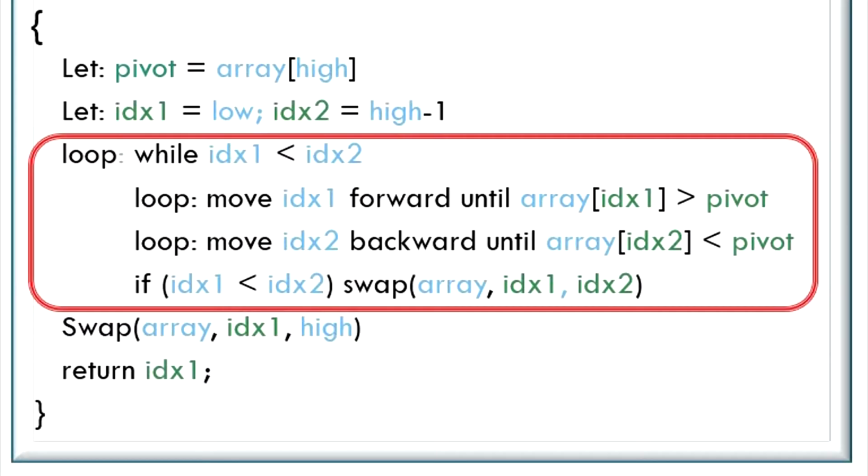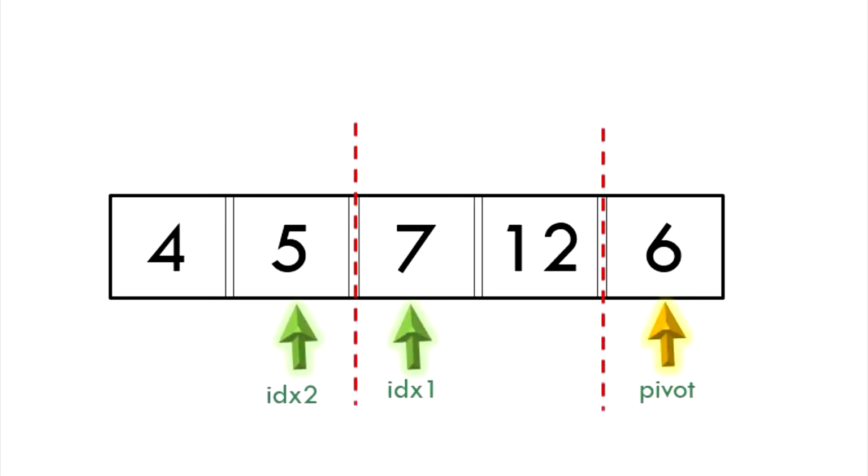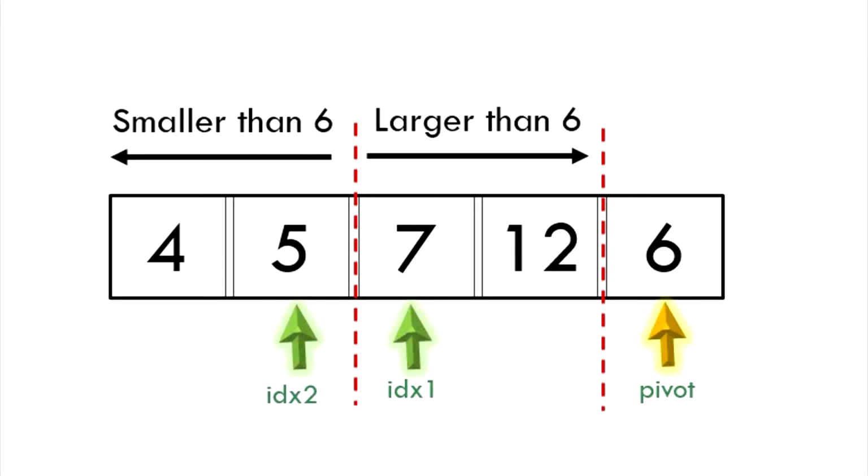This loop, iterations of index 1 and index 2, and the swapping operations essentially partition the subarray into two parts. The left part until index 1, where the elements are smaller than the pivot. Then, the right part at and after index 1, where the elements are larger than the pivot.